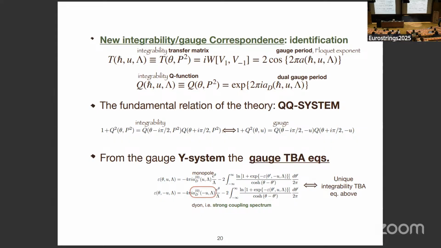Now, if we elaborate a little bit, this is the original Q system in integrability variables; in gauge variables, we get this. We invert this, and now the TBA equations are twofold. There are two pseudo-energies, U and minus U. And this gives us already the spectra of Seiberg-Witten theories at strong coupling. This is the monopole, and this is the dyon.